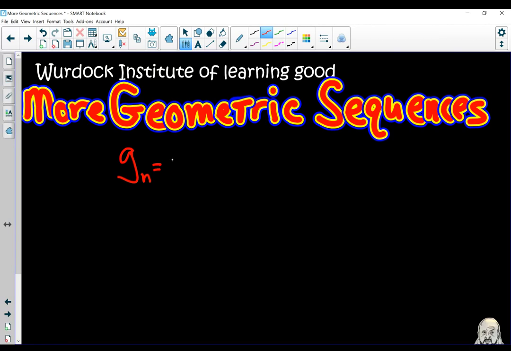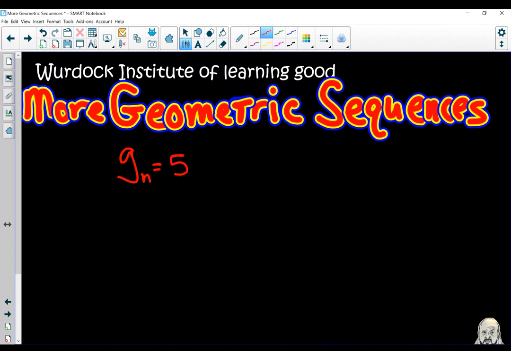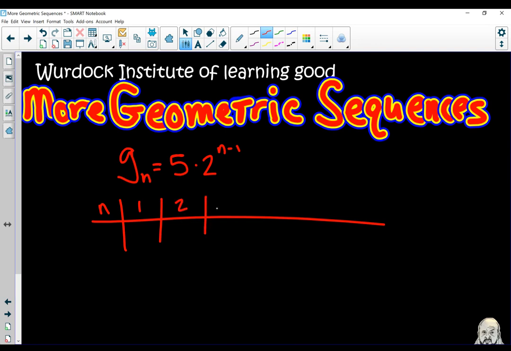In this situation, this explicit formula is going to start at 5 and constantly double. There's a reason why they have n minus 1 in the power. I'll try to go through that quick. When you list out your terms, commonly, but not always, we start with n equals 1 and move on to 2 and 3 and so forth.